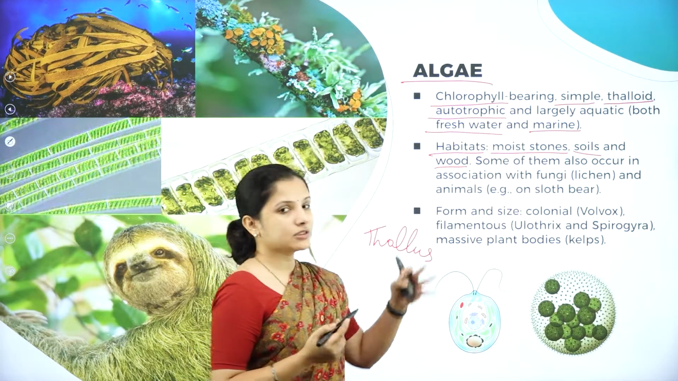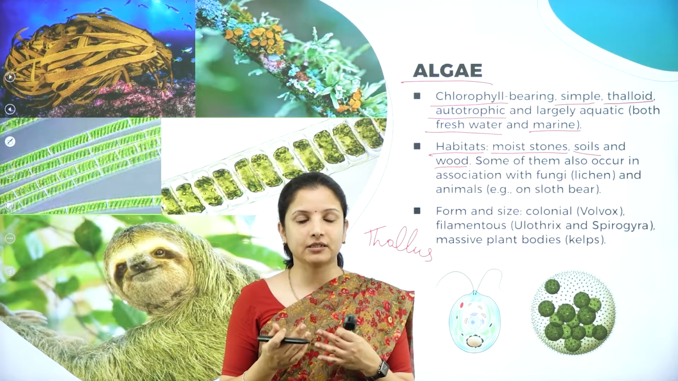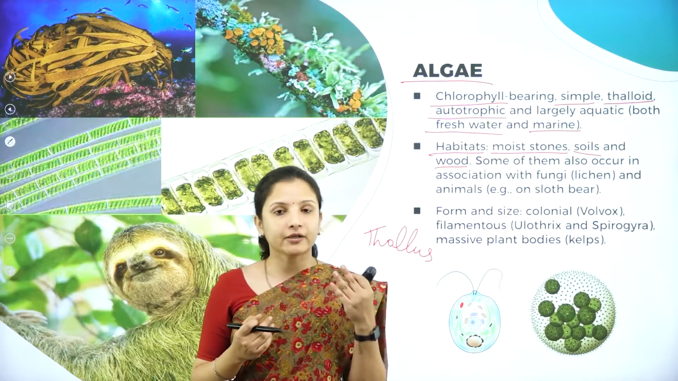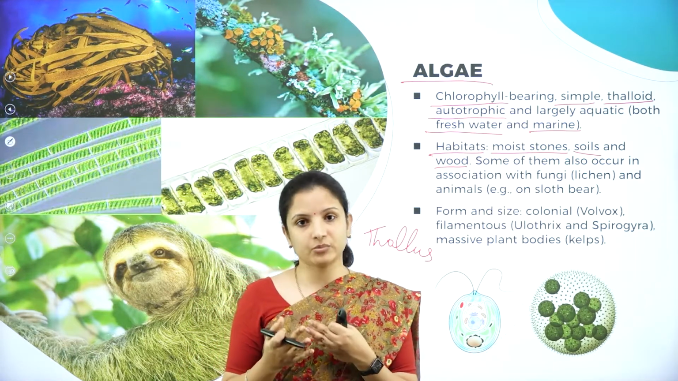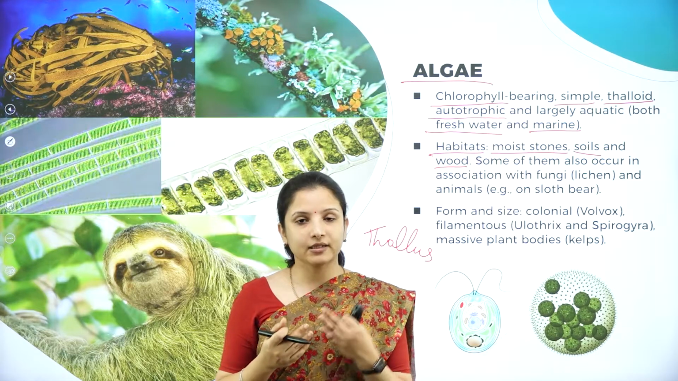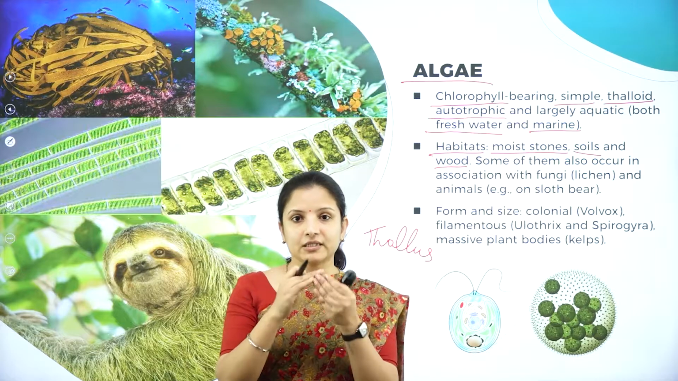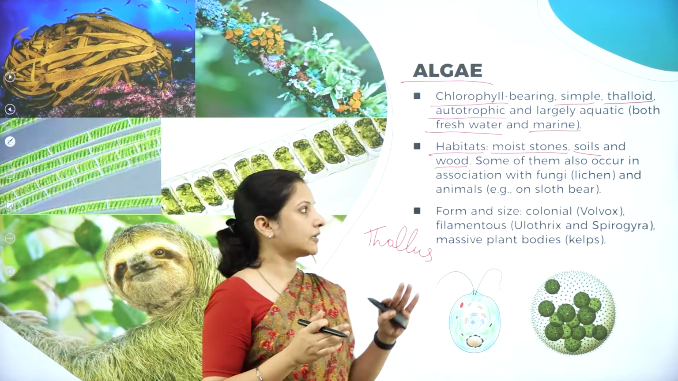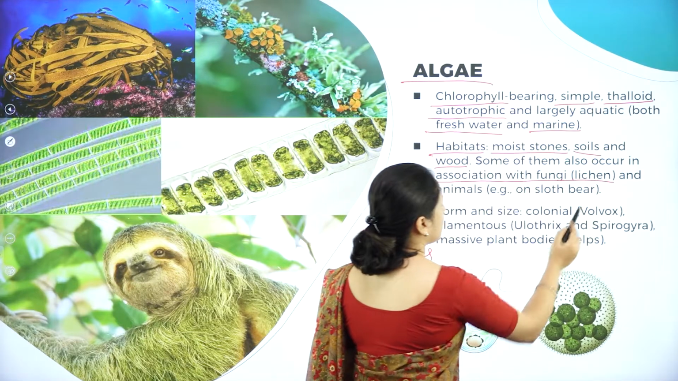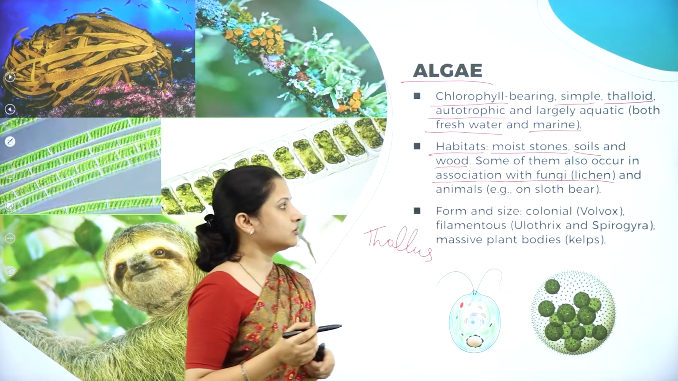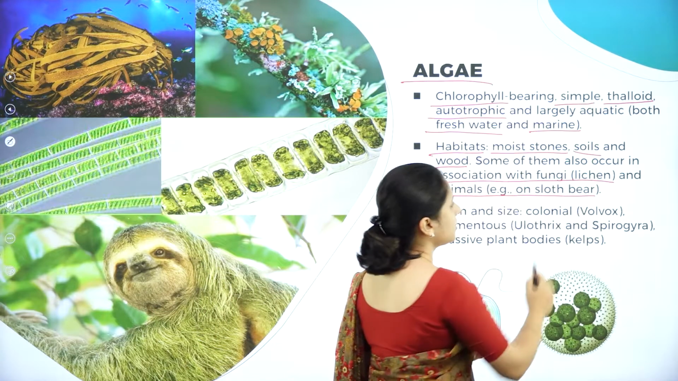Apart from this, some algae also have a symbiotic association with lichen. In the previous chapter, while studying lichen, I told you they have a symbiotic association with algae. Wherever lichen is there, if you scrape off the lichen and see, you can see algae growing under that. So there are certain algae which are associated with the fungi in lichen, and also certain algae which grow on animals.